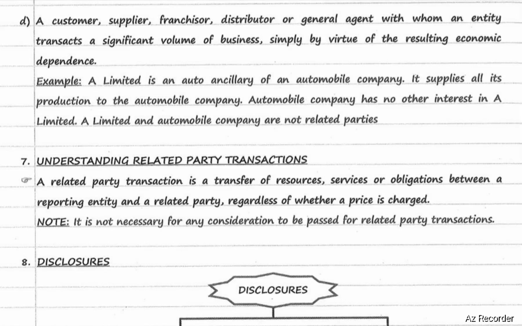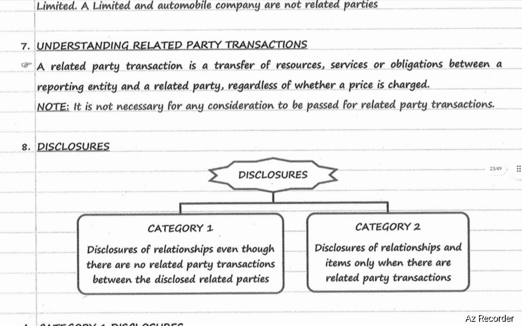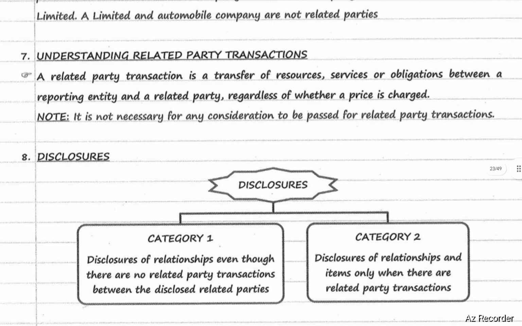Next, understanding related party transactions. A related party transaction is a transfer of resources, services, or obligations between a reporting entity and a related party, regardless of whether a price is charged. It is not necessary for any consideration to be passed for related party transactions. That means consideration is irrelevant in case of related party transactions.